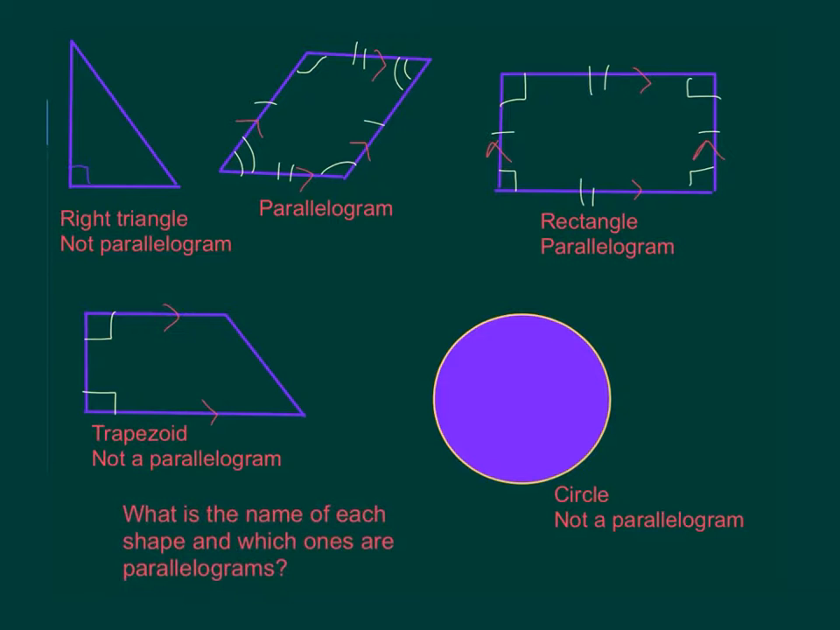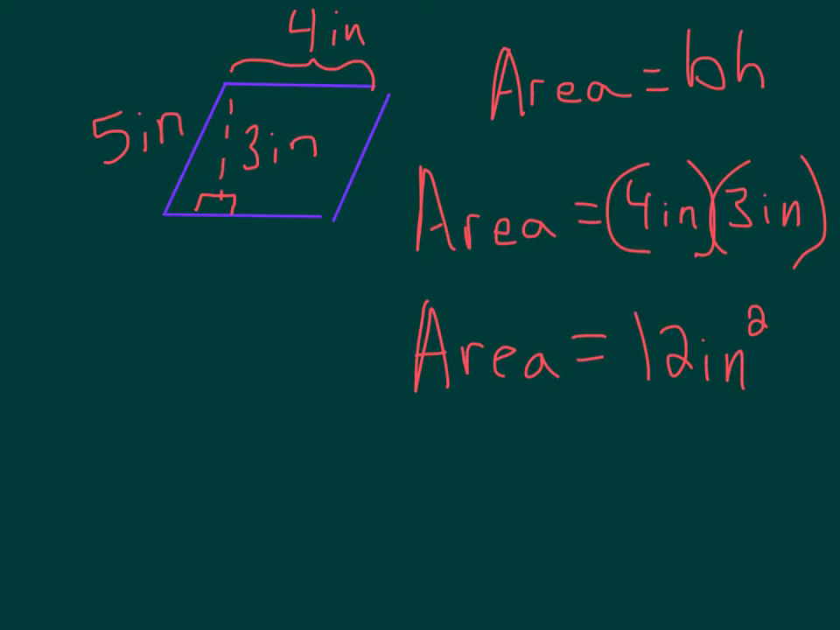Your fourth shape is a trapezoid. Although it has a pair of parallel sides, it is not a parallelogram, because a parallelogram needs 2 pairs of opposite parallel sides, where a trapezoid only has 1. Your last shape is a circle. It is not a parallelogram.